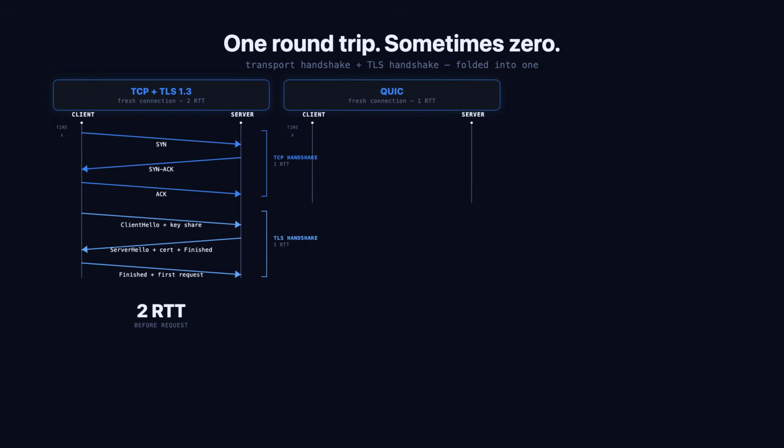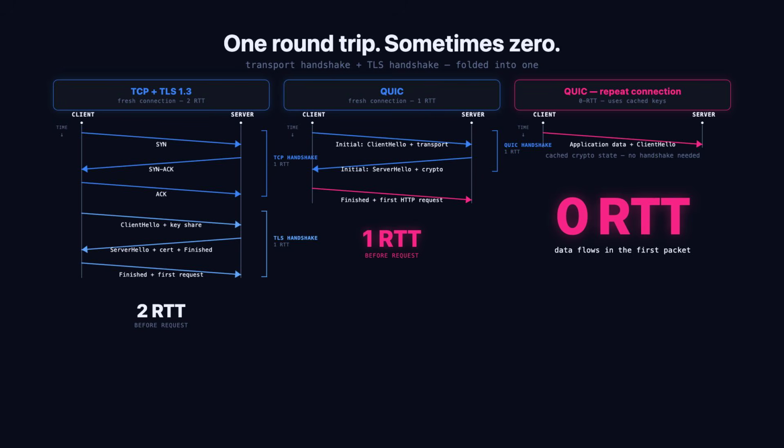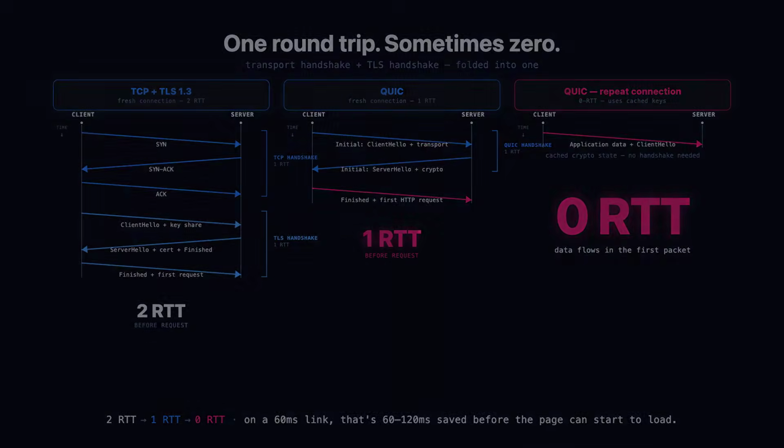QUIC folds the transport handshake and the TLS handshake into a single exchange. The first packet your client sends carries the transport parameters and the TLS client hello together. The server replies in one go. After exactly one round trip, the connection is open and encrypted, and the next packet is your HTTP request. For repeat visits, it gets even better. The client caches the server's keys. Next time, it sends application data in the very first packet, 0 round trips before data flows. On a 60-millisecond link, that saves 60 to 120 milliseconds before the page can start to load.